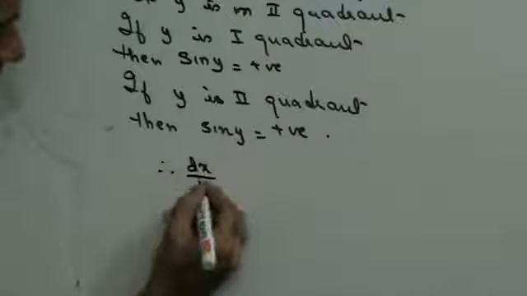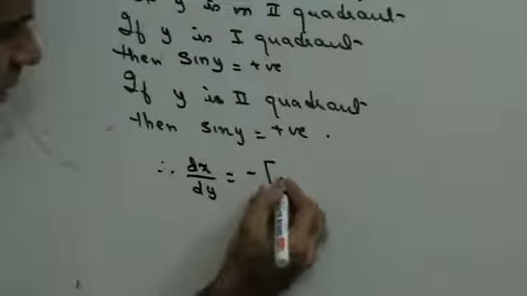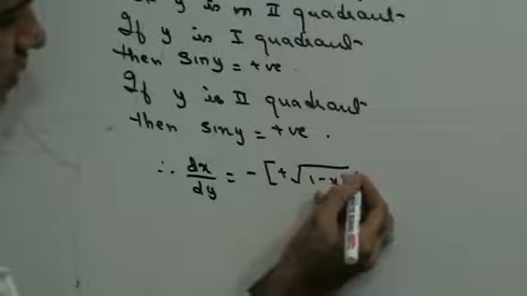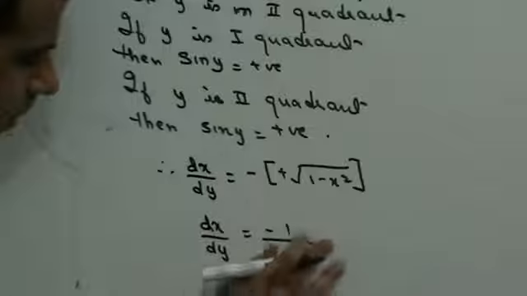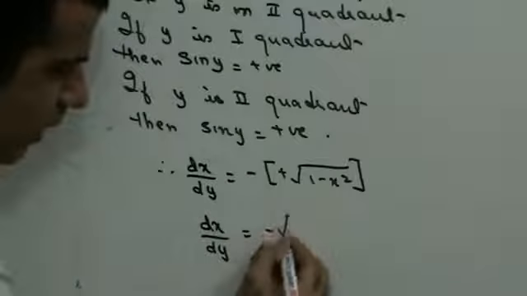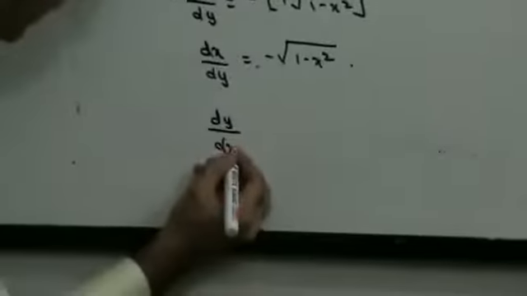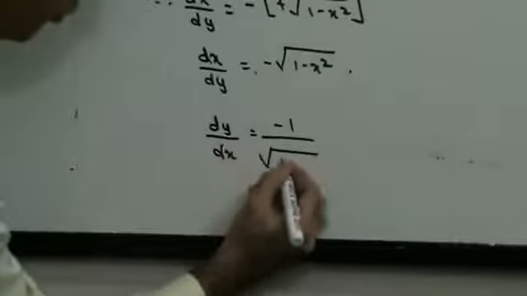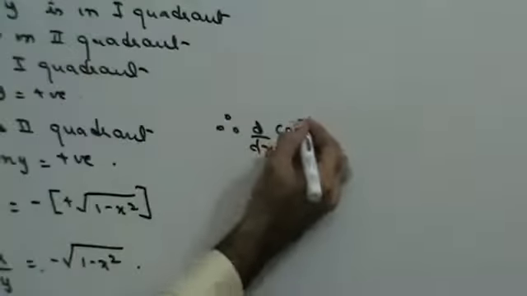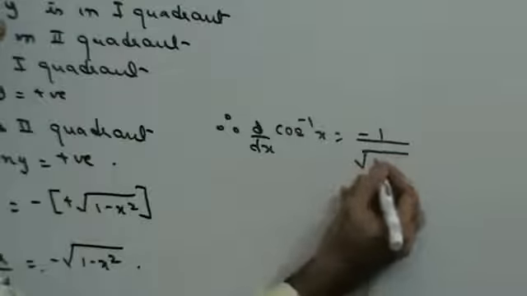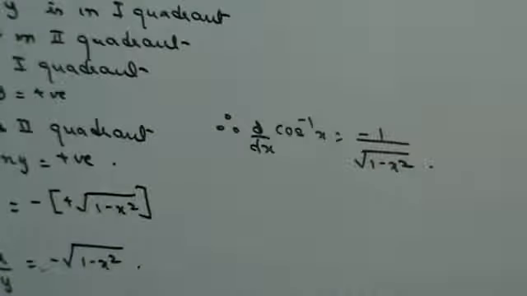Therefore you can say that dx by dy is minus positive square root of 1 minus x square. So dx by dy is minus square root of 1 minus x square. Reciprocate this. If I reciprocate this, I will get dy by dx is minus 1 upon square root of 1 minus x square. Right? Now, you can substitute this value of y. You can therefore say that d by dx of cos inverse of x is minus 1 upon square root of 1 minus x square. Finally, got this?